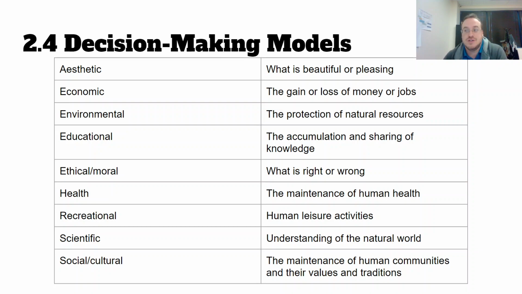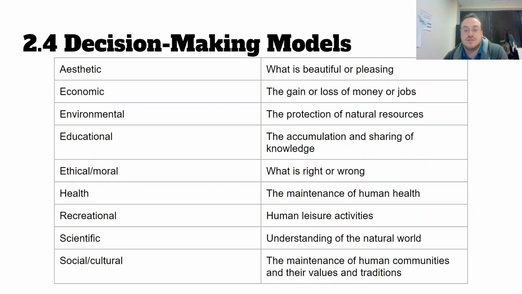Aesthetic values look at what looks good, what is beautiful, what is pleasing to the eye. Does it make sense in the space? Does it draw your attention? Economic values consider only the gain or loss of money and jobs, and those are important things, right? We need money to survive in a capitalist economy, right? Environmental values look at the protection of natural resources, and they're kind of central to what we're going to talk about in class this year, so might be a good one to think about.